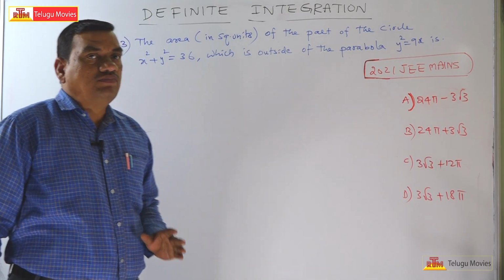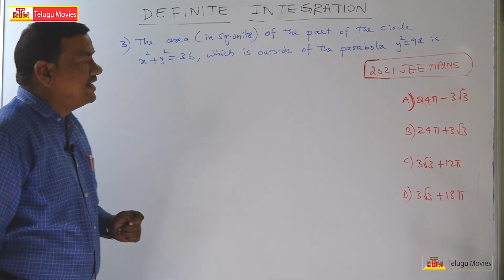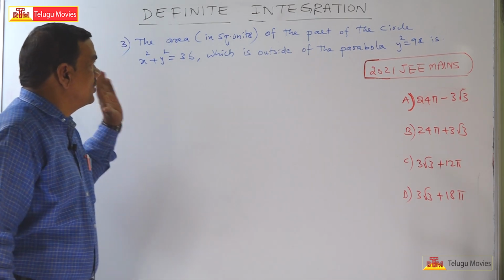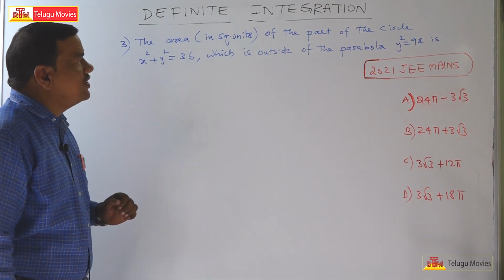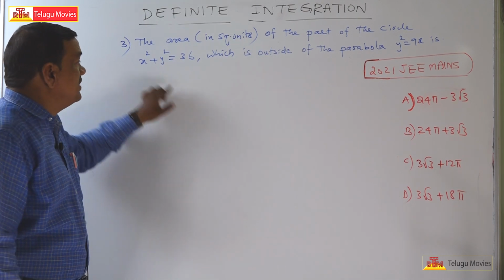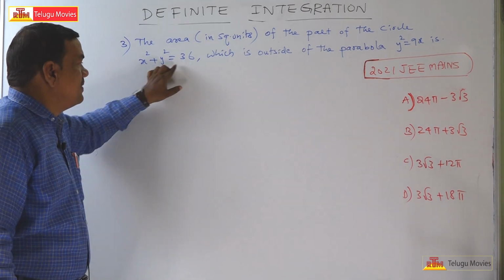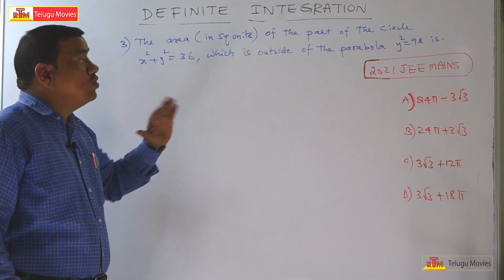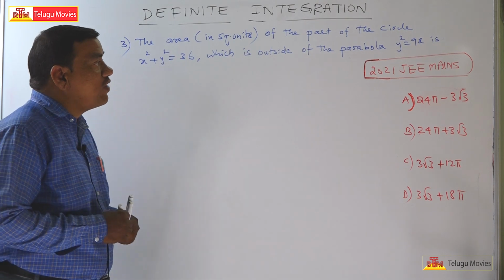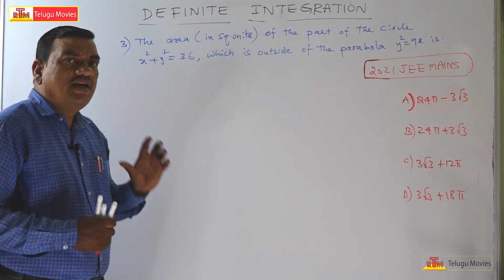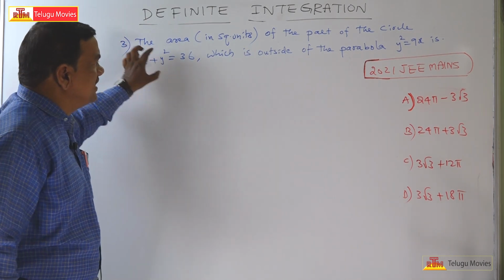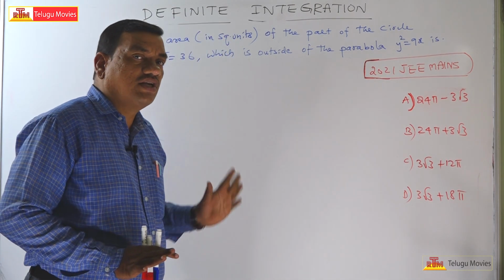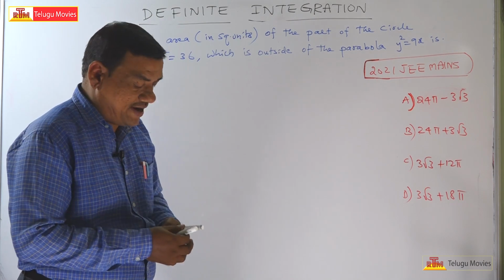Welcome to this problem. So this problem comes under area under the curve. Very clear. The area in square units of the part of the circle x square plus y square is equal to 36, which is outside of the parabola y square is equal to 9x. Here clearly there is a circle and a parabola. First I will try to draw the circle and parabola. Let us see what happens.